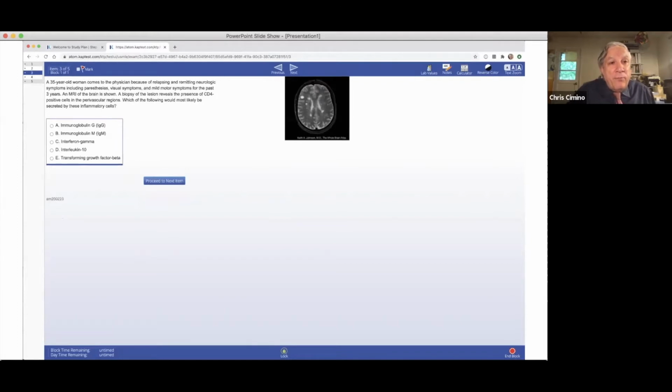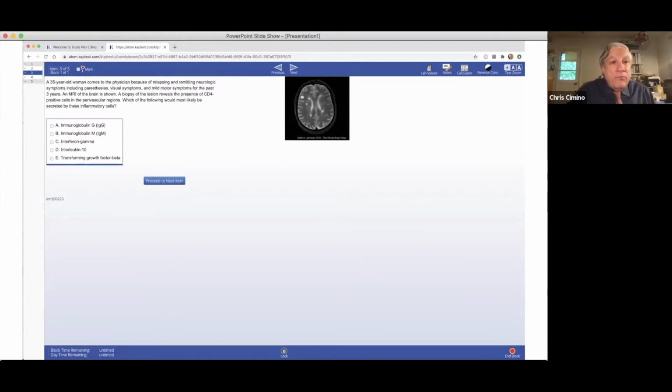Which of the following would most likely be secreted by these inflammatory cells? Well, we don't know which inflammatory cells we're talking about yet. However, we have a CAT scan, so good chance we're talking about microglia, but let's see. And the choices are immunoglobulin G, immunoglobulin M, interferon gamma, interleukin 10, transforming growth factor beta.